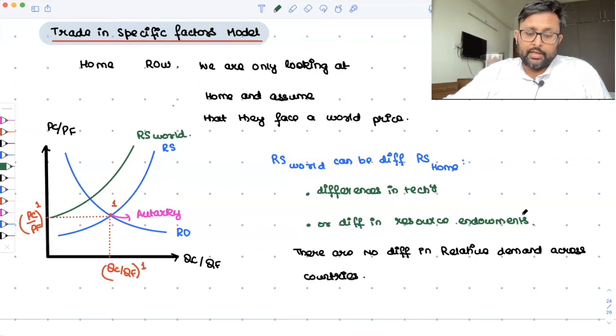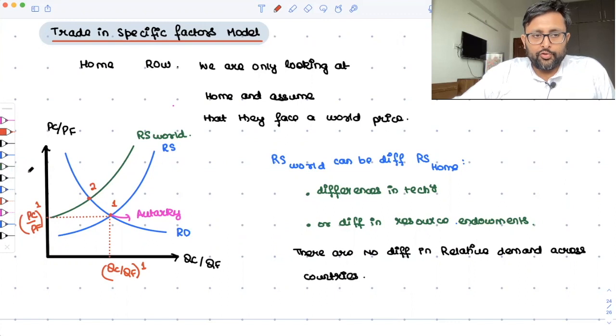But we are making one very general assumption: there are no differences in the relative demand across the countries. The relative demand curve for the home and for the world is the same. This is just an assumption. The world relative price means the price which you're going to get when you open up for trade. Another important thing is that producers are indifferent whom they're supplying to, whether world or home, because there is only one relative demand curve. That is just an assumption.